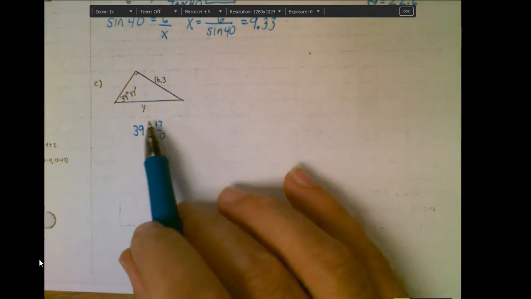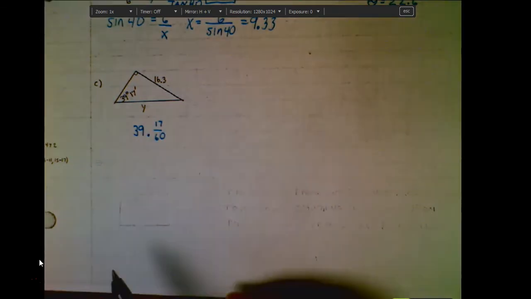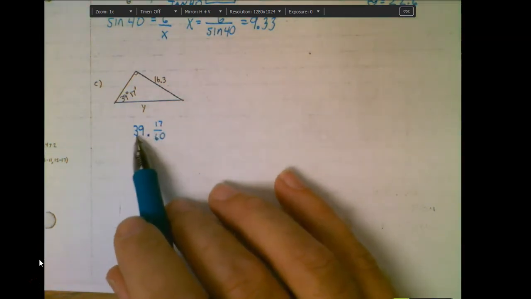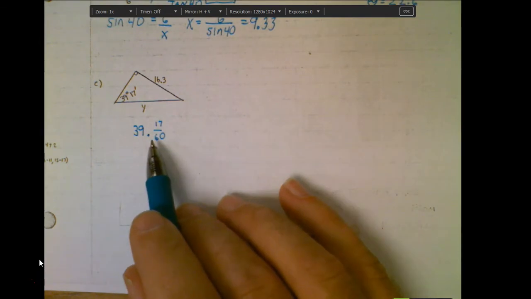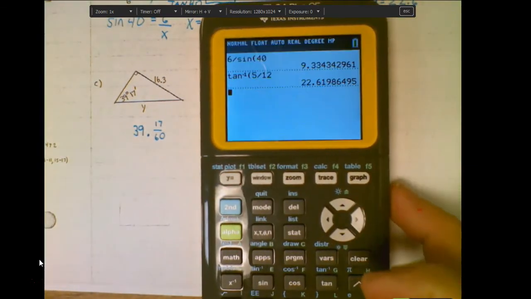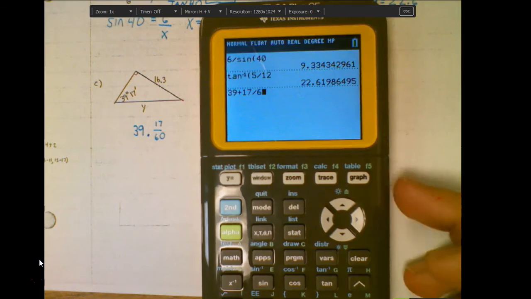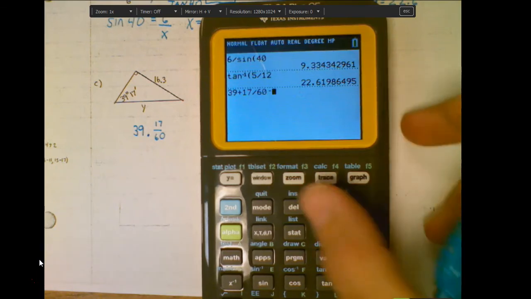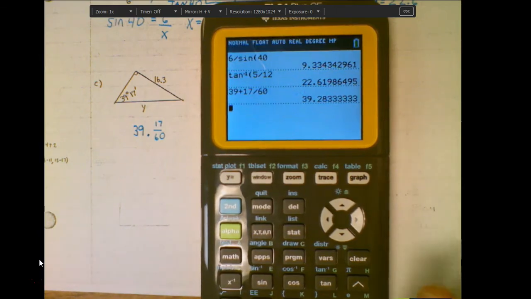So if we wanted to convert this in our calculator, we're just going to do 17 divided by 60 to get the decimal that's going to follow the 39 here. So it is essentially in your calculator, it's 39 plus 17 out of 60. So if I did that in here, then 39 plus 17 out of 60 would allow me to convert that into a decimal. So that's the decimal that we're working with here.